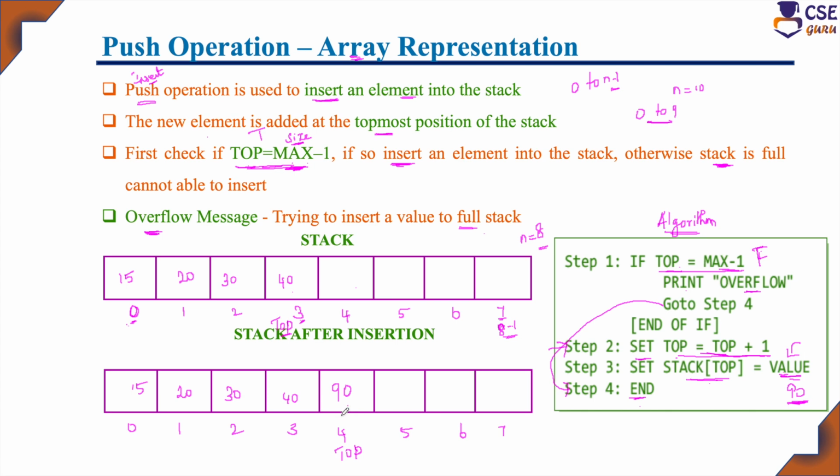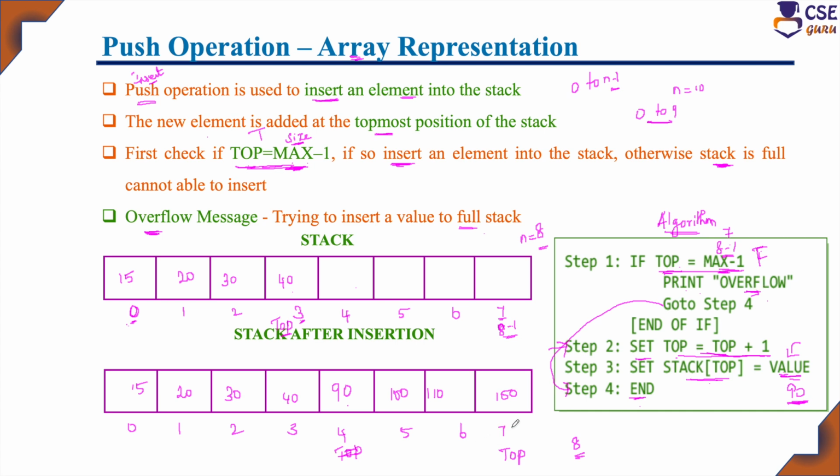So here the condition is, before inserting, check whether top is equal to max minus 1. Why do we have to check? Suppose all the elements are placed, occupying the complete memory locations we have allocated. Now the stack is full. In this condition, if you want to perform insertion, you have to check top is equal to max minus 1. What is the max value here? Max value here is 8. 8 minus 1 gives 7, so the top value is 7. If this condition is true, it will print an overflow message. You cannot perform the insert operation, right?